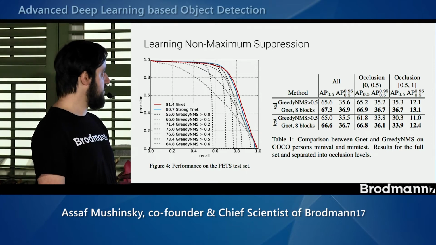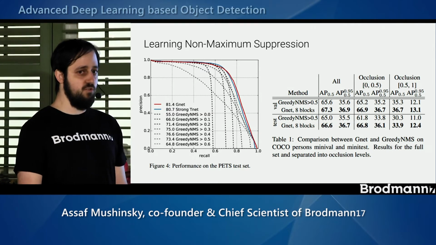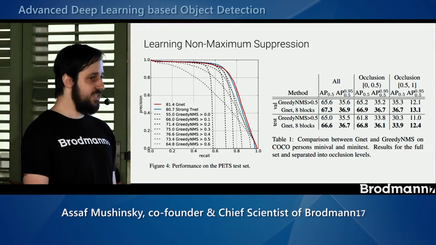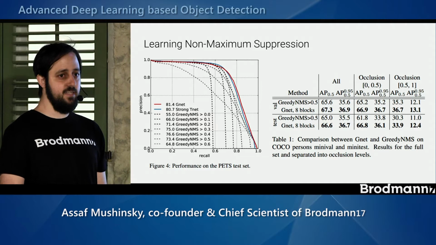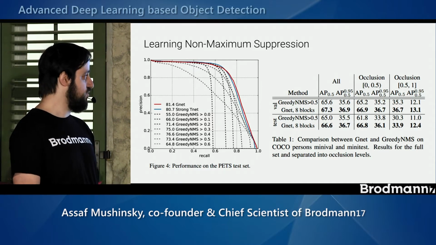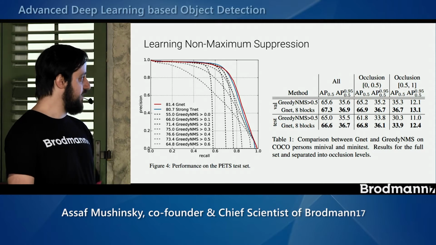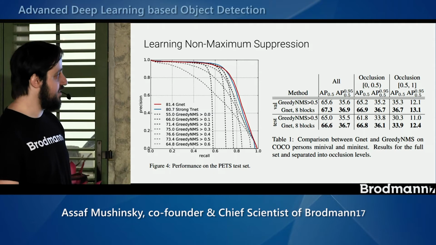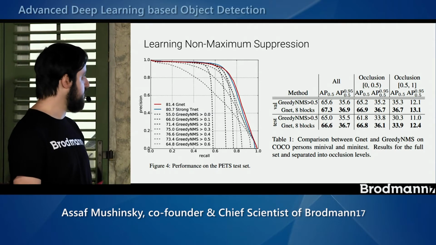The learned NMS basically learns the best of all of these options, as you can see here in the plot. It learns, in each specific scenario, which threshold to choose. And you can see the improvement as it's specified here. While it's not that large, you can see that it is larger where there are more occlusions.